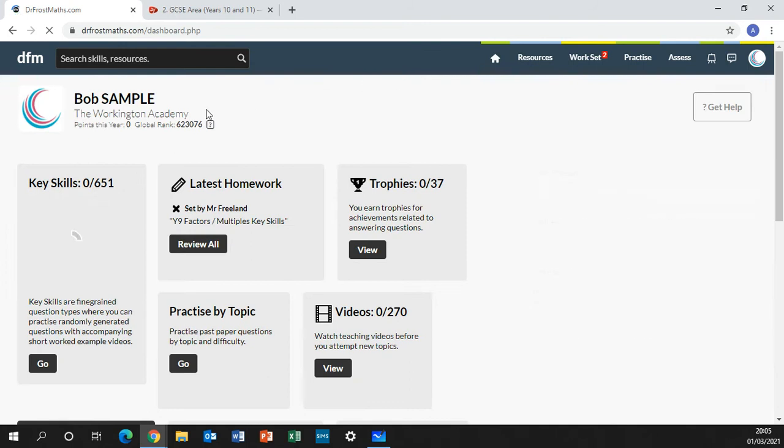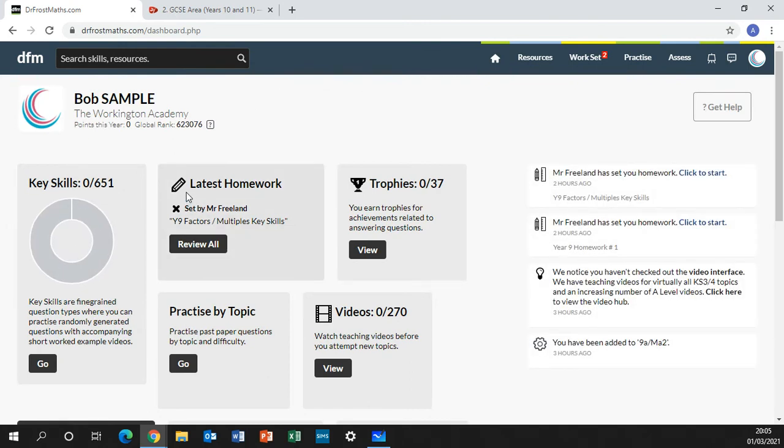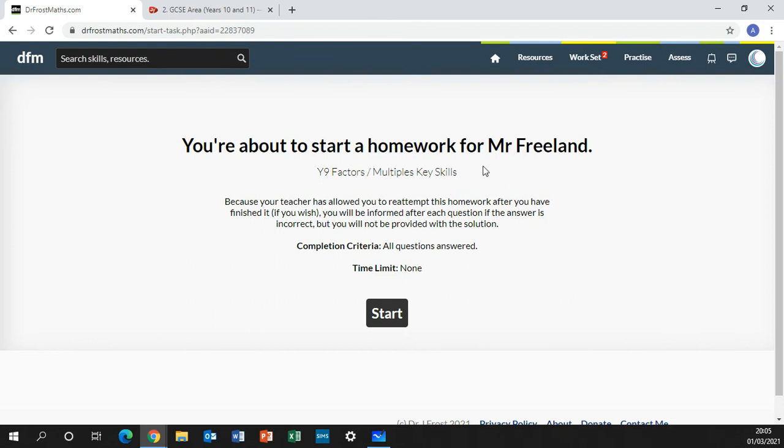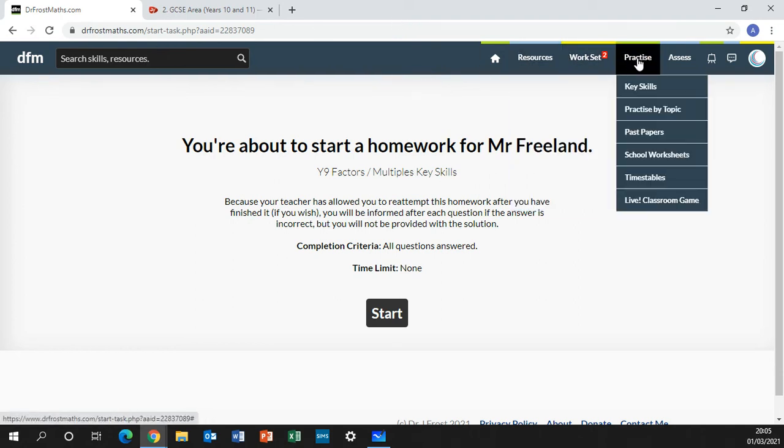Your second part could be, instead of having homework, we could set you some tasks, some key skills that would help improve you. For example, this will be at the end of year 9, looking at factors and multiples, similar style, but it's a focus on just a key skill. Now, these are ones that are set by your teacher, but the useful thing with Dr. Frost is that you can actually go onto this button here and practice. So you can pick a whole load of key skills or practice by topic.